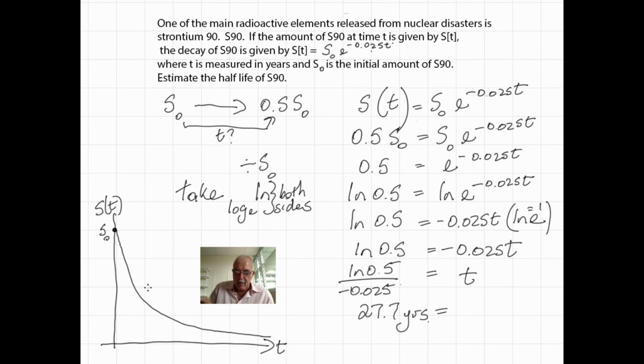Now what does it mean? That means that when half of this, so if we go up 1, 2, 3, 4, we've gone up 4 units on our graph here. So here's my half of S0, and that's my time, the half-life. So this is 27.7. We've gone from S0 to a half S0. Now, what's half of that? Half of this is a quarter S0. Now, that's down to here.